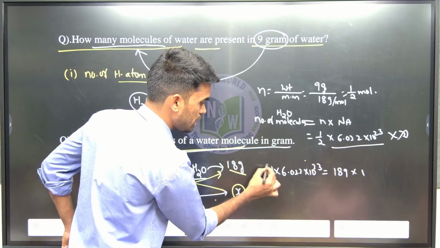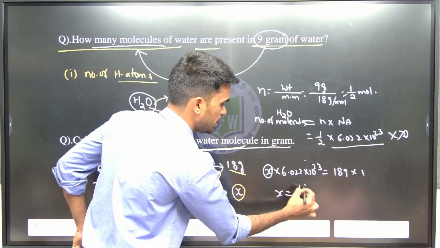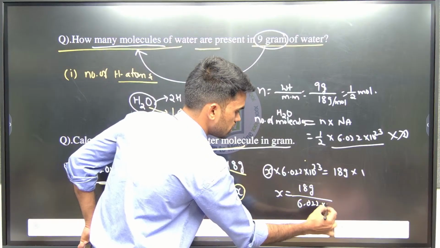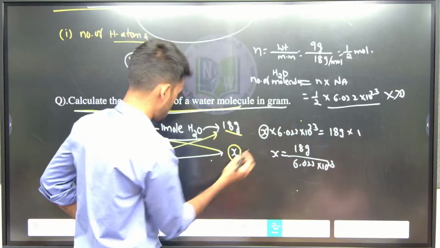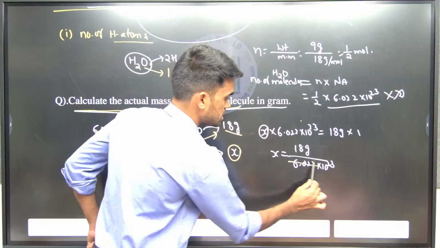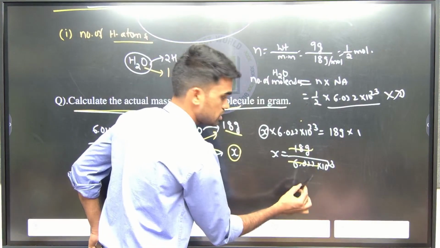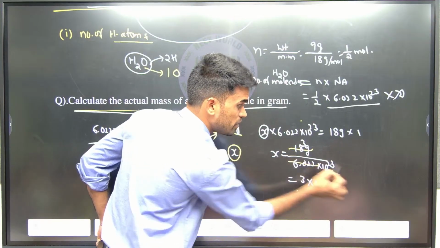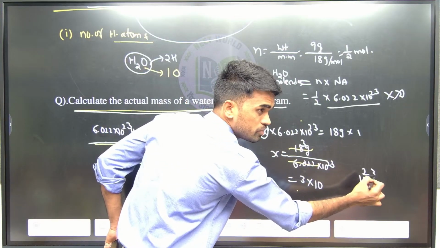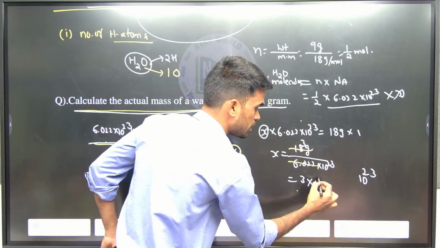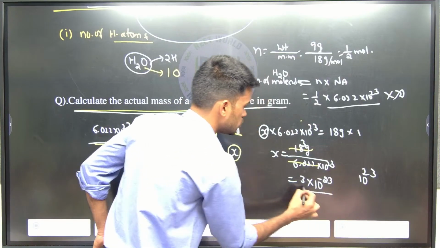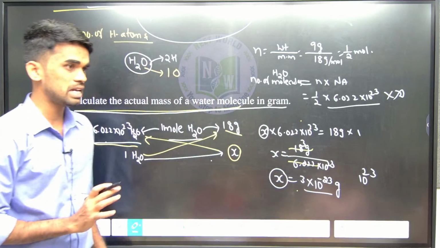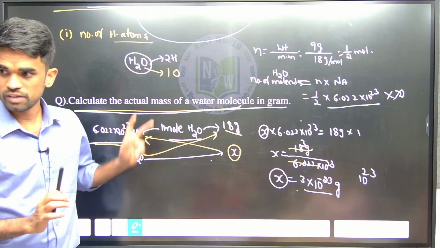So X into 6.022 into 10 power 23 equals 18 grams into that 1. Now I want the X value, no? So X will be 18 grams by 6.022 into 10 power 23. This is around 3 times, since 18 by 6 is 3. So 3 into 10 power, see this 10 power 23 is in the denominator right now. If I write it in the numerator, it becomes 10 power minus 23. So this many grams it is. Is this clear how we are doing? Done with the 2 questions?